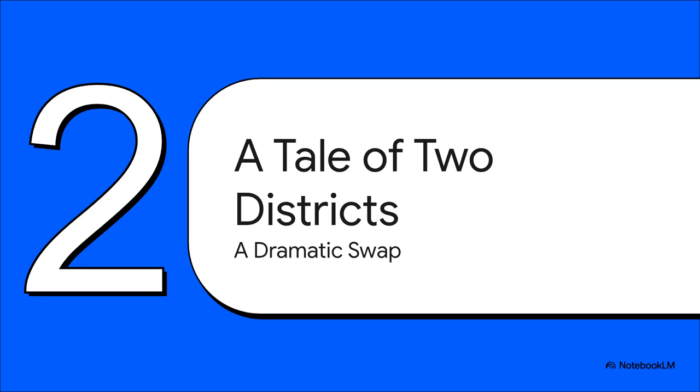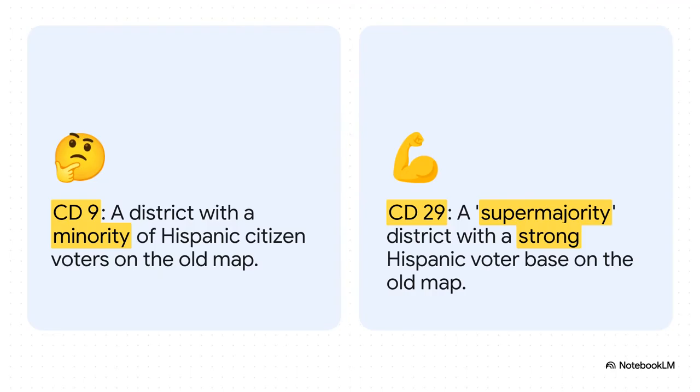We're going to the Houston area to look at what the report calls a dramatic swap between two districts that are right next to each other. This is where the story gets really fascinating. Let's look at how things used to be, the before picture. Under the old map, you had Congressional District 9, or CD9. It had a pretty significant population of Hispanic citizen voters, but not a majority. Then, right next door, you had CD29, which was what's called a supermajority Hispanic district. A real stronghold of Hispanic voters.